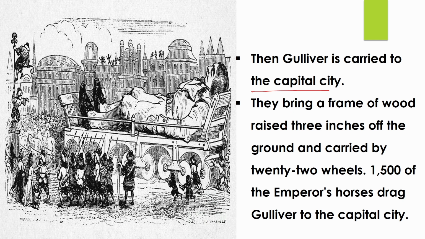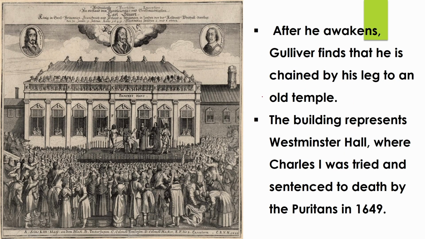Instead, they bring a frame of wood raised 3 inches off the ground and carried by 22 wheels. 1,500 of the emperor's horses, all of which are about 4.5 inches high, drag Gulliver to the capital city. After he awakens, Gulliver finds that he is chained by his leg to an old temple. It is no longer in use for religious purposes because a murder was once committed there.